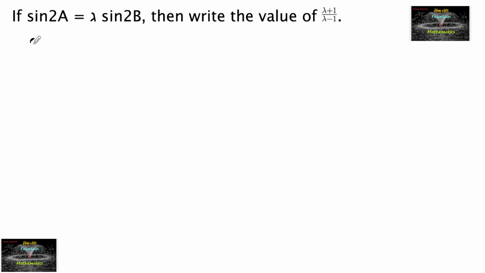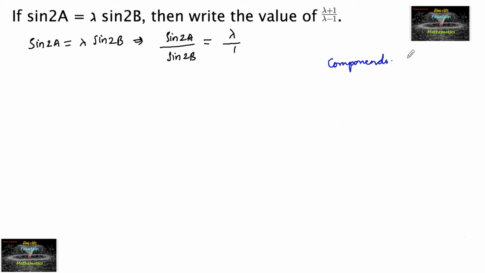If sin 2A is equal to lambda times sin 2B, then write the value of (lambda plus 1) upon (lambda minus 1). This can also be written as sin 2A upon sin 2B is equal to lambda upon 1, and let us apply the componendo and dividendo property.